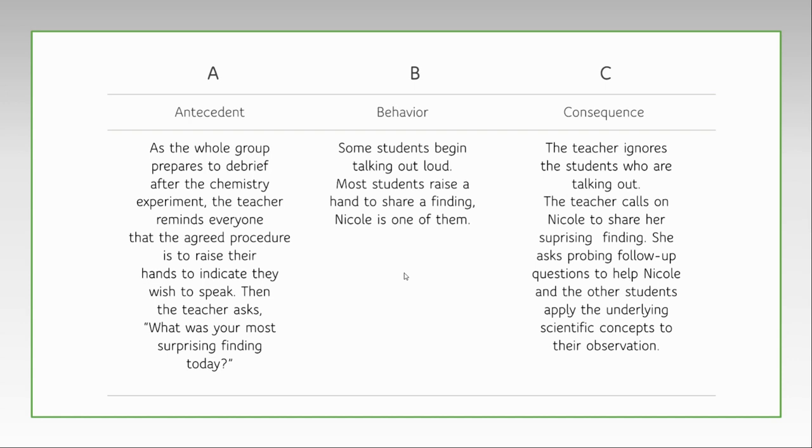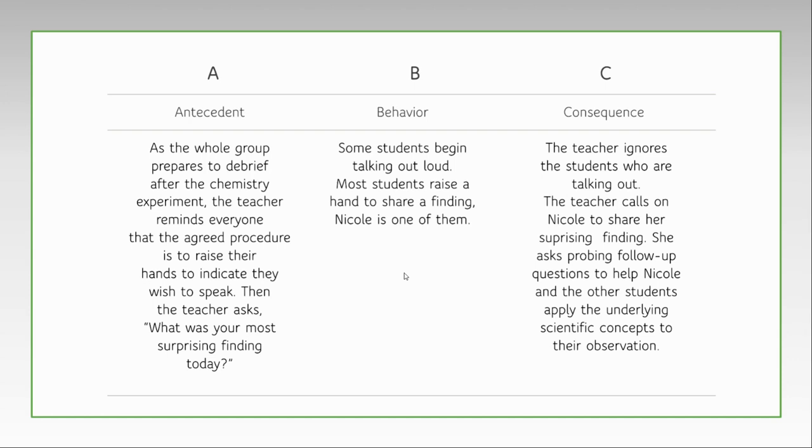Now, the consequences for the behavior. In this case, the teacher ignores the students who are talking out. So the consequence for those students who were talking is planned ignoring. The teacher calls on Nicole to share her surprise finding. She follows up by asking probing follow-up questions to help Nicole and the other students apply the underlying scientific concepts to their observations.